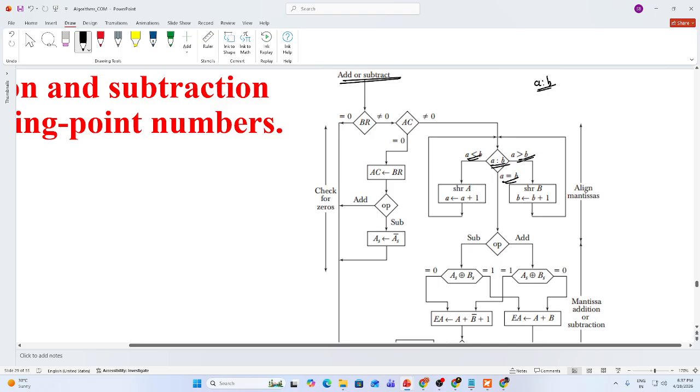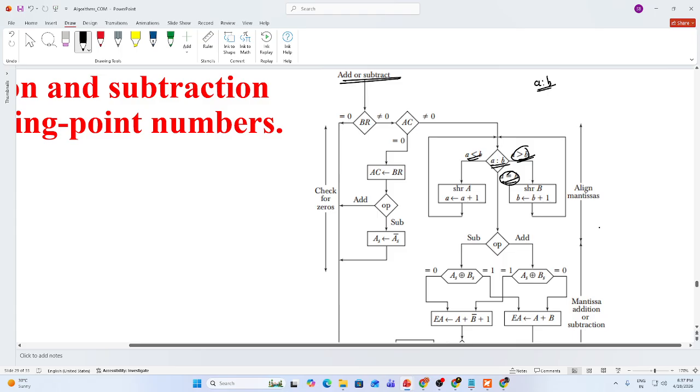Suppose a is greater than b. If a is greater than b, what I need to do is shift right b. In this case a is greater, so I need to make b equal to a. So for that, again I need to shift right b. How many times do I need to shift right b, such that a will be equal to b? So that many times I will loop. Finally, after a few iterations a will be equal to b. Once a equals b, I proceed with the algorithm.